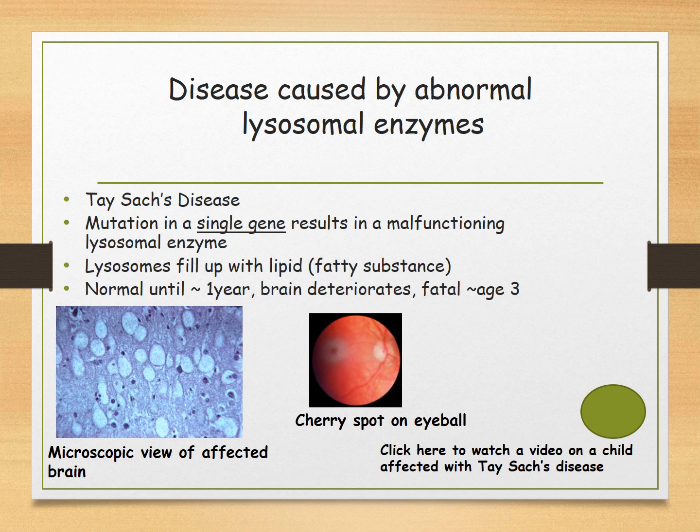Children appear normal for about the first year of life, but then as this material accumulates, it causes brain deterioration. Tay-Sachs disease is often fatal by age 3. You can see the picture at the bottom, the microscopic view of an affected brain. Those white spaces or openings are accumulation of these gangliosides, which shouldn't be present. This causes disruption and death of the normal neuron cells.